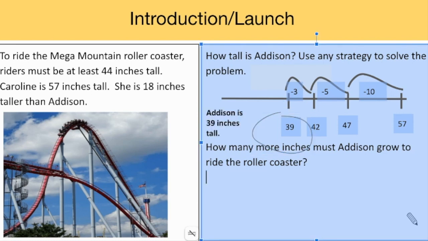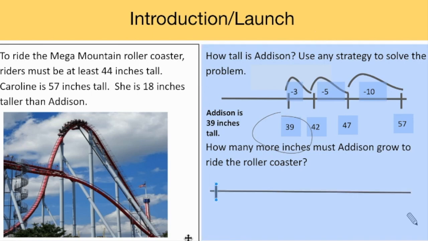So I wrote my answer here. Addison is 39 inches tall. Now let's answer the second question. How many more inches must Addison grow to ride the roller coaster? So we again can use a number line to solve this, but instead of doing subtraction, we can now solve it using addition. Watch what I mean.